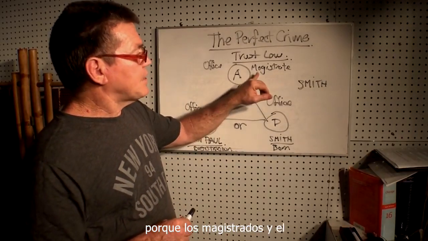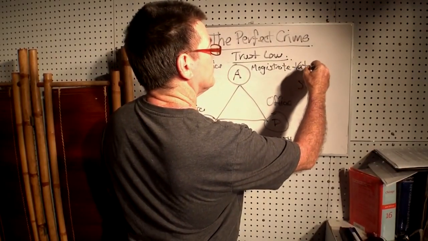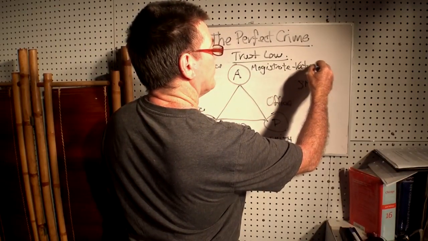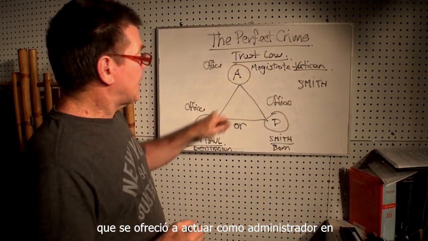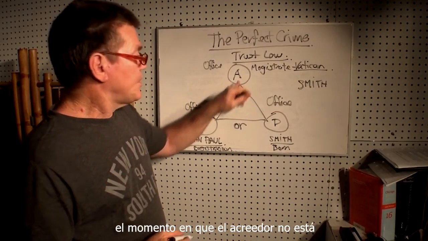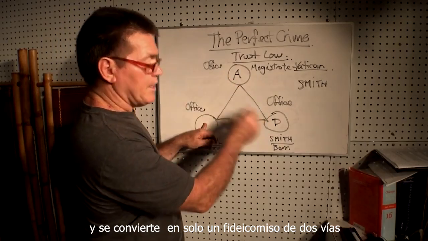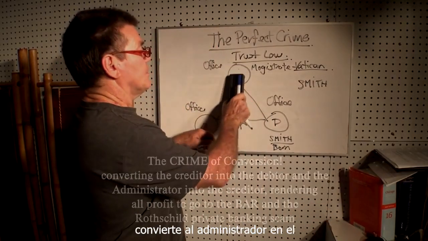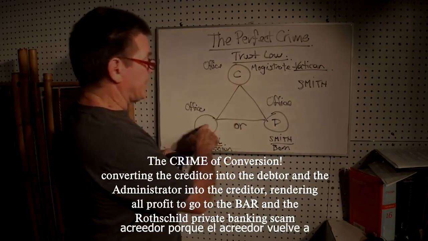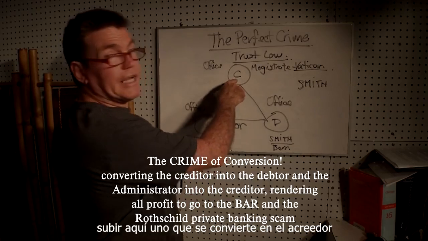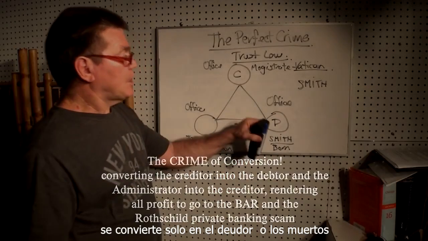Now when this office remains empty, that turns the magistrate, and this is the crime, because the magistrates and the judiciary and the Vatican that offered to act as the administrator, the minute the creditor is not there and it turns into just a two-way trust, it turns the administrator into the creditor, because the creditor moves back up to here. That becomes the creditor. He becomes just the debtor.